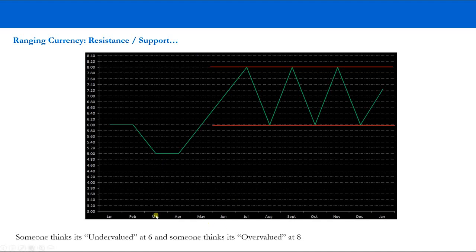So the way we read this is that someone in the market thinks it's undervalued as a currency pair at 6, and someone in the market thinks it's overvalued at 8. And the point is this: the valuation they put on a currency pair is all based on past information, so past fundamental information. If we have a fundamental predisposition to go short here, and it's at resistance and it turns, we might want to take a starter position because it's ranging.